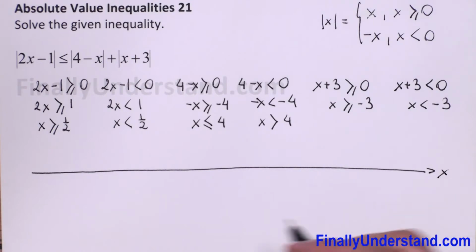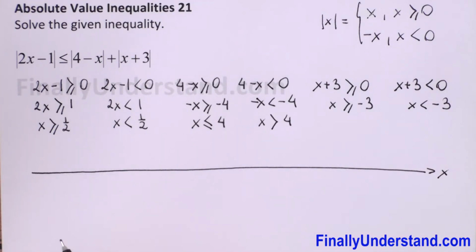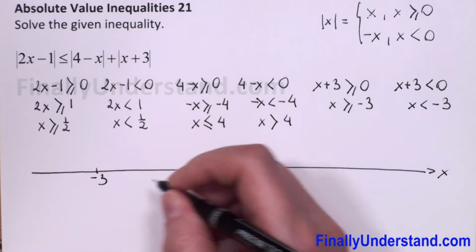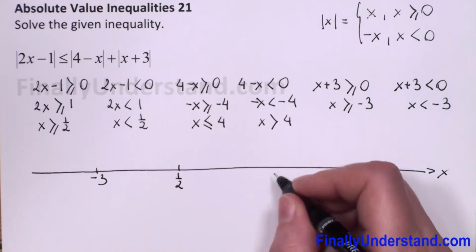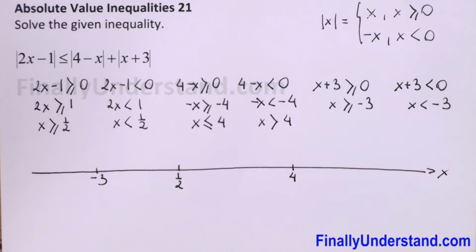x. First I will put these numbers. We have 1/2, 4 and negative 3. So first will be negative 3, 1/2 and 4. So let me use the colors.